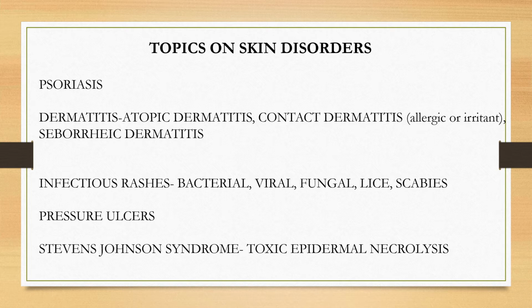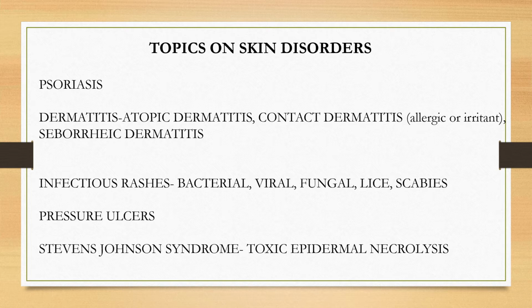Contact dermatitis means something has come in contact with your skin and caused the rash. And it can be an allergic contact dermatitis, meaning whatever touched your skin you were allergic to, and that's why you have the inflammation of your skin, or irritant contact dermatitis, meaning a chemical touched your skin and it's caused a dermatitis. Okay, so those are just two different types.